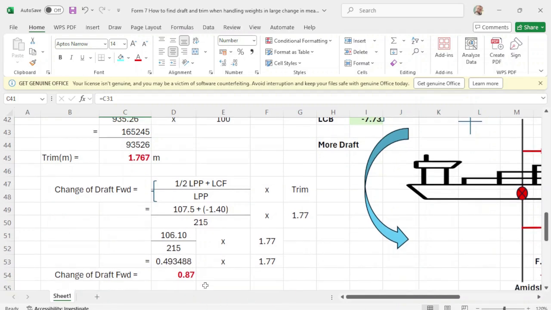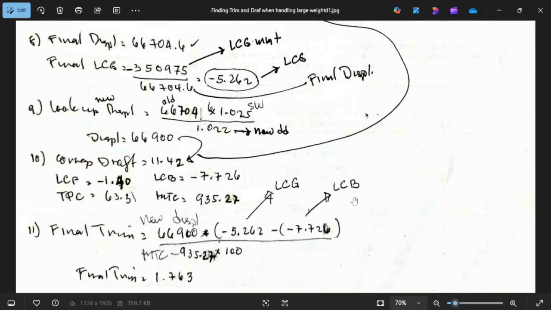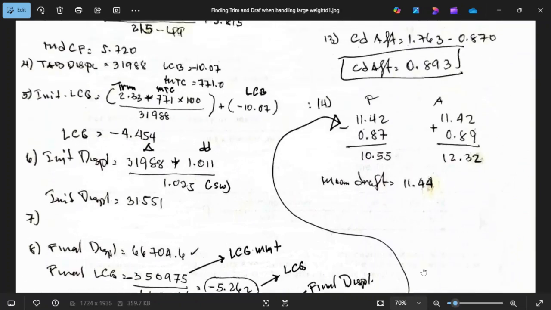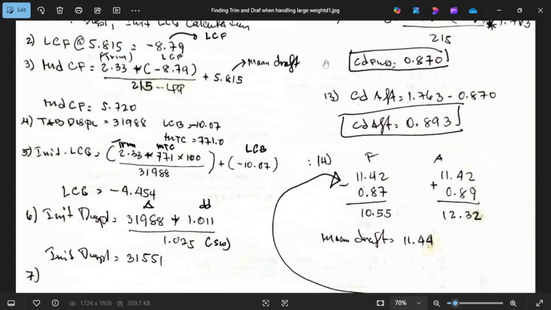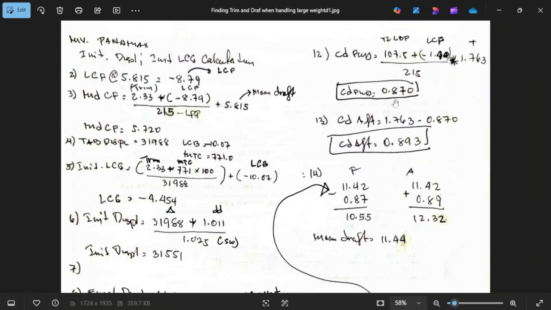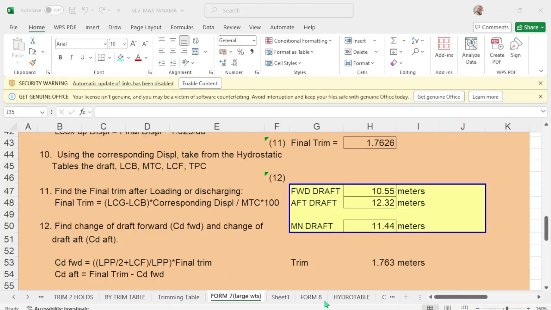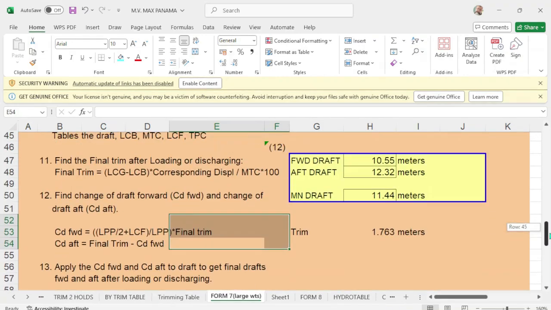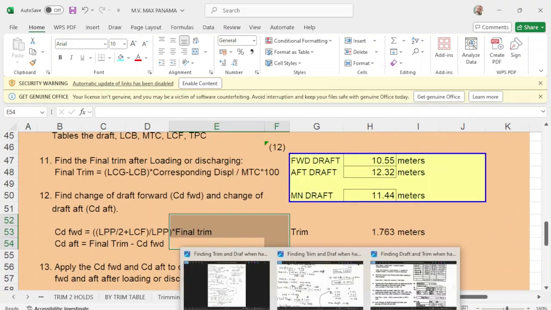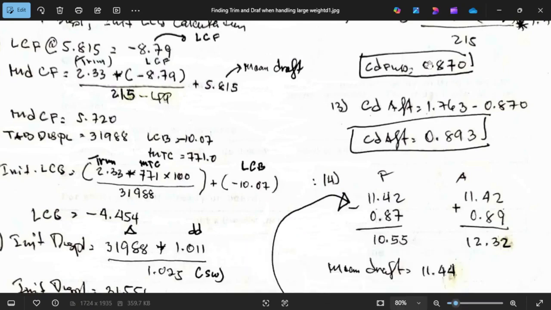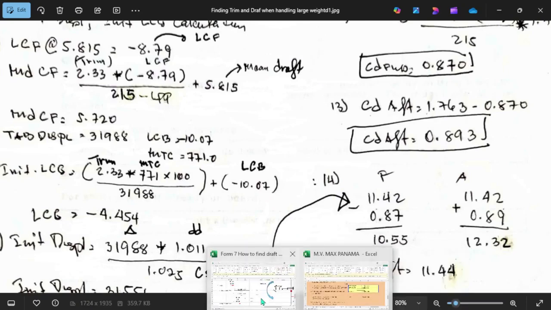Okay, 0.87. And what is this answer here? Change of drop forward is 0.87. The program doesn't say here, but I got the same. So change of drop forward is 0.87, and I got 0.87.